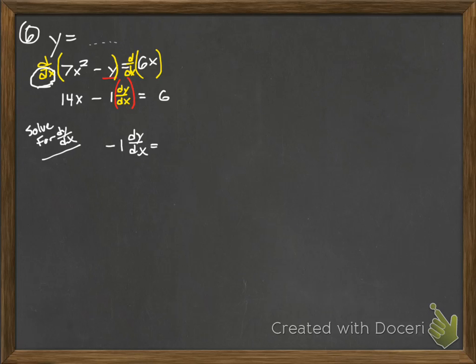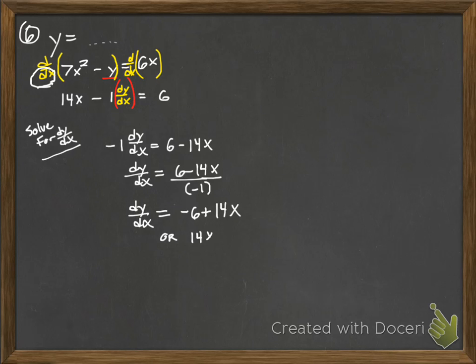So here's the next piece, solve for dy dx. That means subtract 14x, and that means divide by -1. When you divide by -1, you can make the signs change on each of those or just turn the whole thing around. Either one's fine. There you go. There's our derivative, dy dx. Well, that's doing it implicitly.